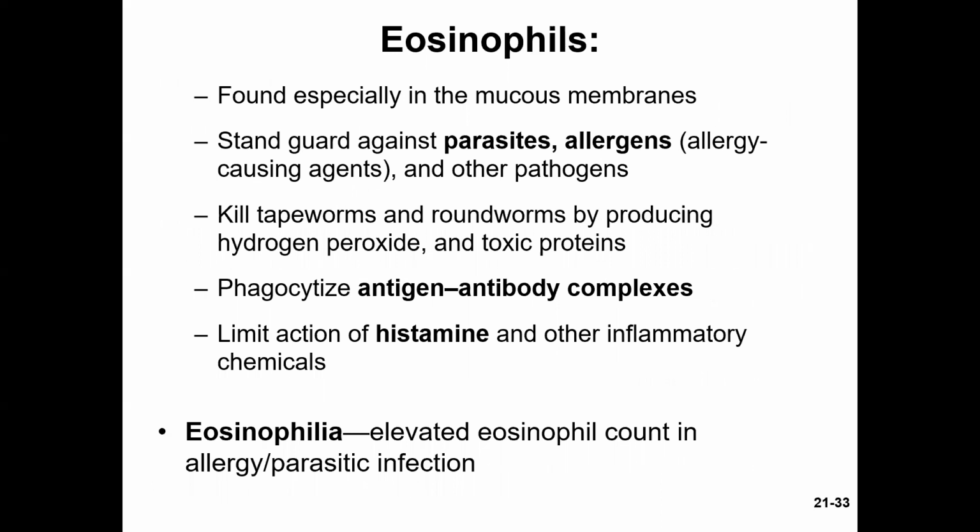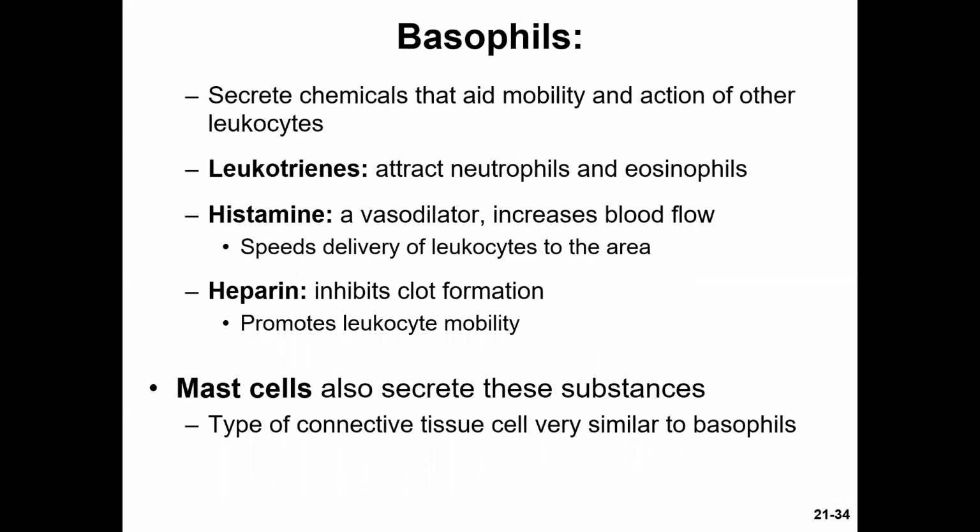So when we go into eosinophils, these guys are especially found in the mucous membranes. They stand guard against parasites and allergens and other pathogens. They will kill tapeworms and roundworms by producing hydrogen peroxide and toxic proteins. They phagocytize antigen-antibody complexes. They limit the action of histamine and other inflammatory chemicals. So eosinophilia is an elevated eosinophil count in an allergy or parasitic infection.